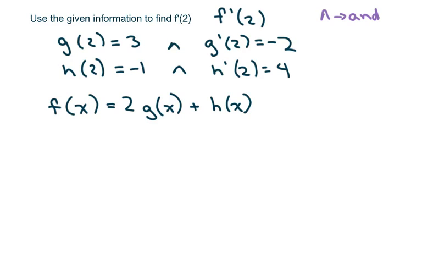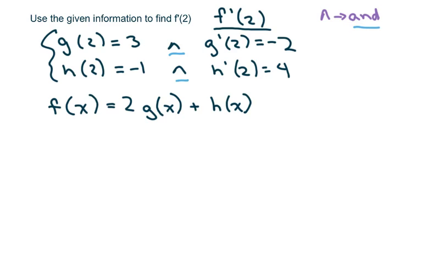Hi everyone, we're going to use this given information to find the derivative of f at 2. These symbols here are Boolean algebra symbols that mean "and". This is our first problem, and this is the information we're going to use. We have g of 2 equals 3, the derivative of g at 2 is negative 2, and we have h.